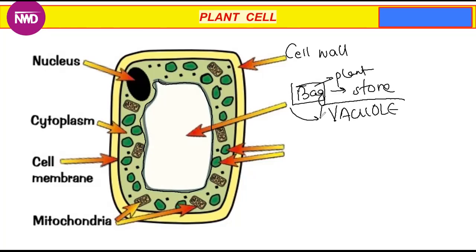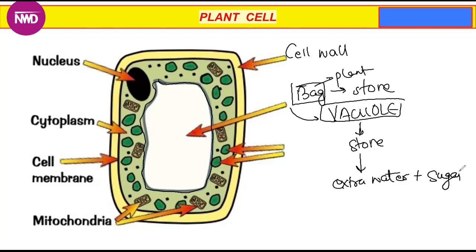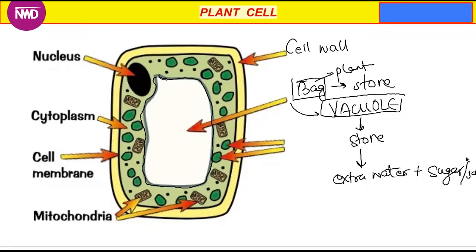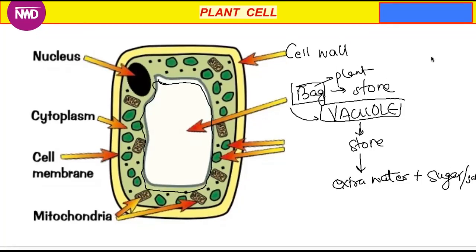Okay, so what does the vacuole store? It stores the extra water, since plants take water from the root. So extra water plus sugar or salt, whatever extra is there, is stored here in this portion, which is known as the vacuole. I hope this is clear. And what is this called? This extra water plus sugar solution is known as cell sap.